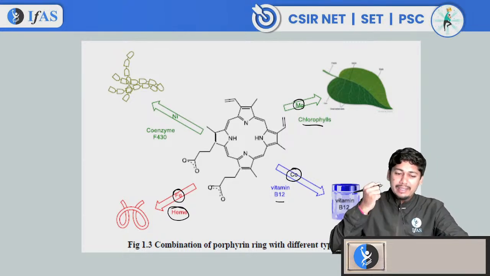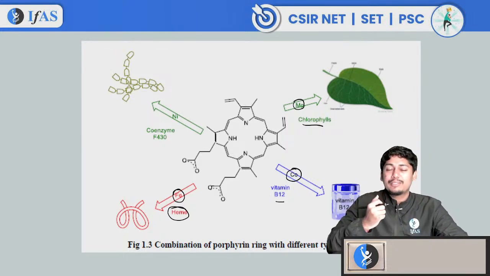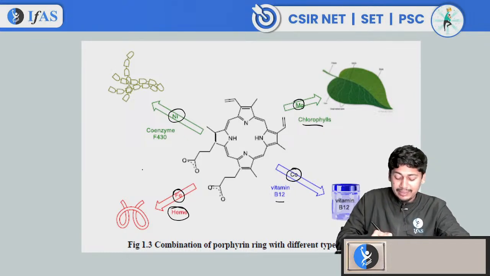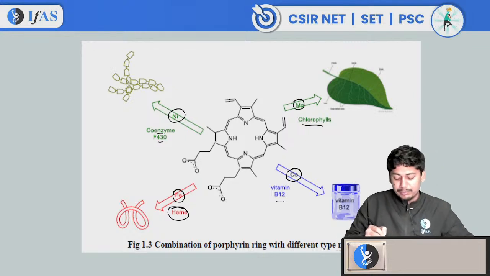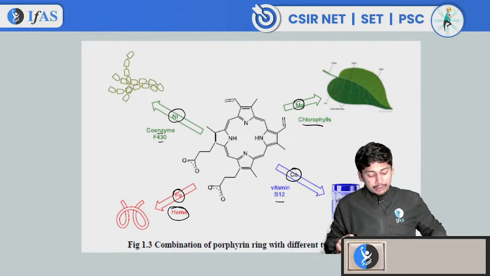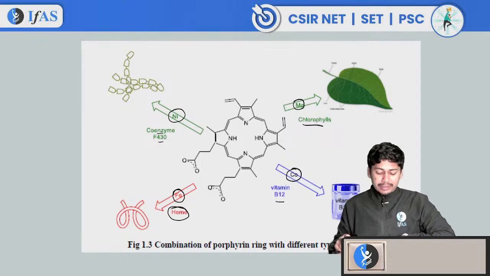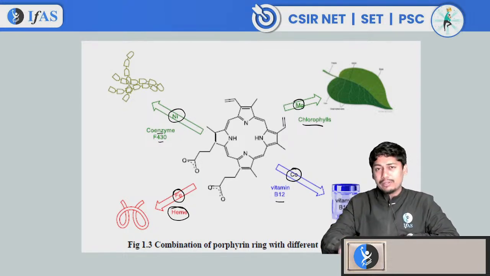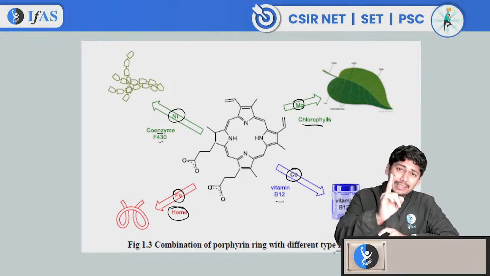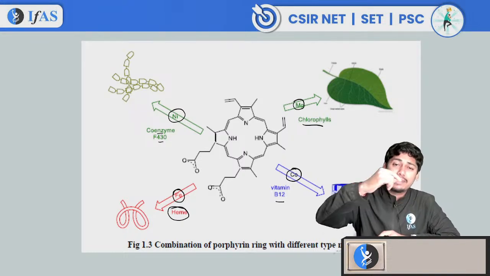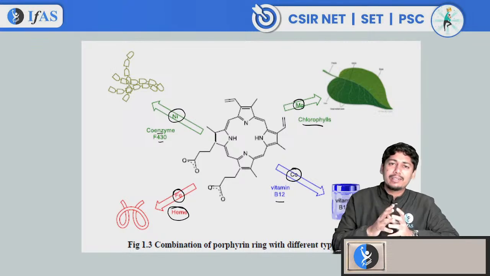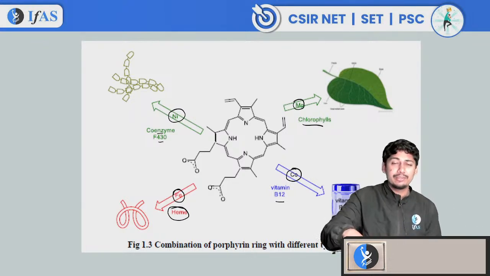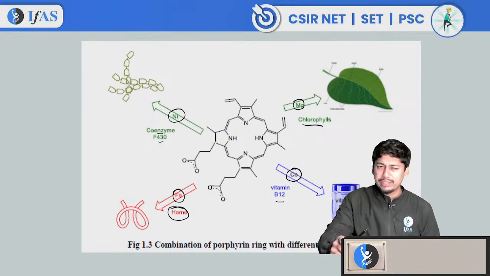Yes, your heme is formed. And if it's combined with nitrogen, nickel, coenzyme F430 is formed. So these are different kinds of metalloproteins that are formed with a single ligand if it combines with different types of elements: cobalt, iron, nickel, magnesium. So this is why your porphyrin ring is very important.